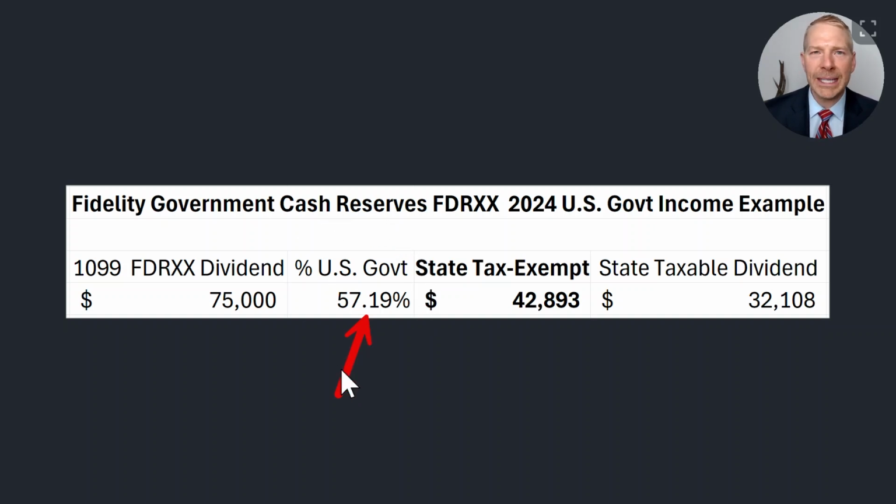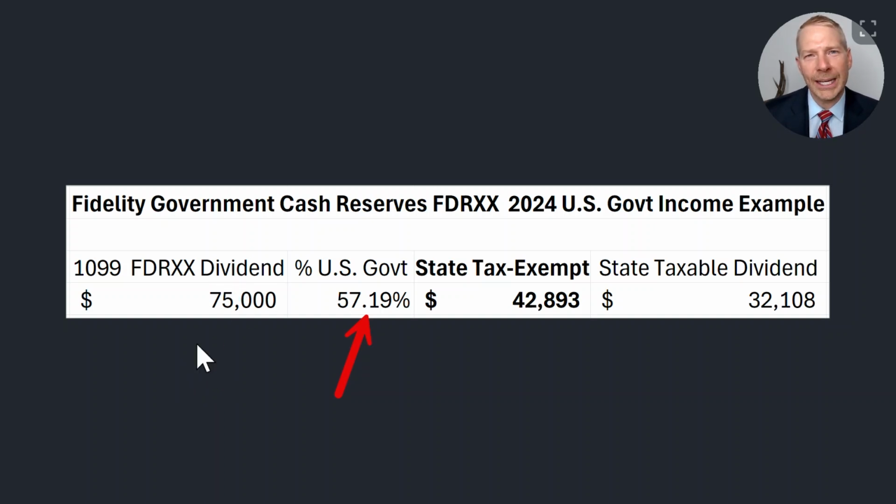And what that means is that over half of your dividend should be state tax exempt, assuming you live in a state that has an income tax, which is most states. Here's where the mistake happens. When you get your 1099 from Fidelity, it's going to show the entire amount of the dividend that you received. In this example, we're making an illustration for a $75,000 dividend.